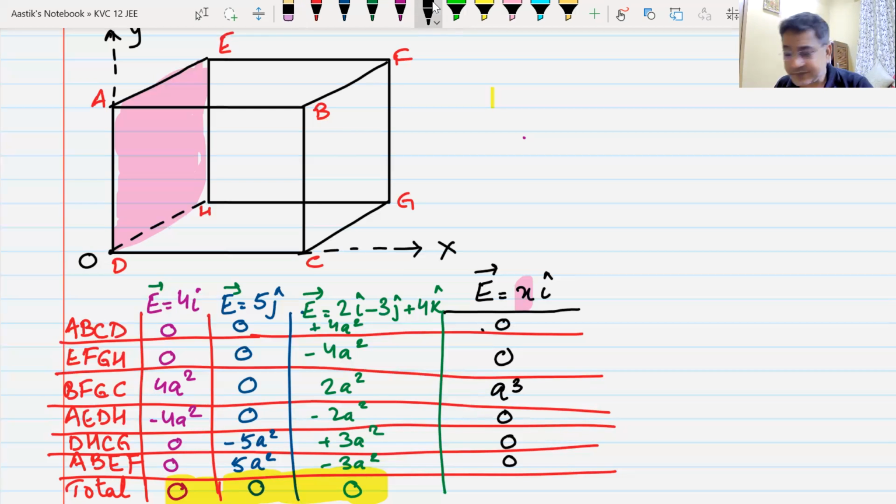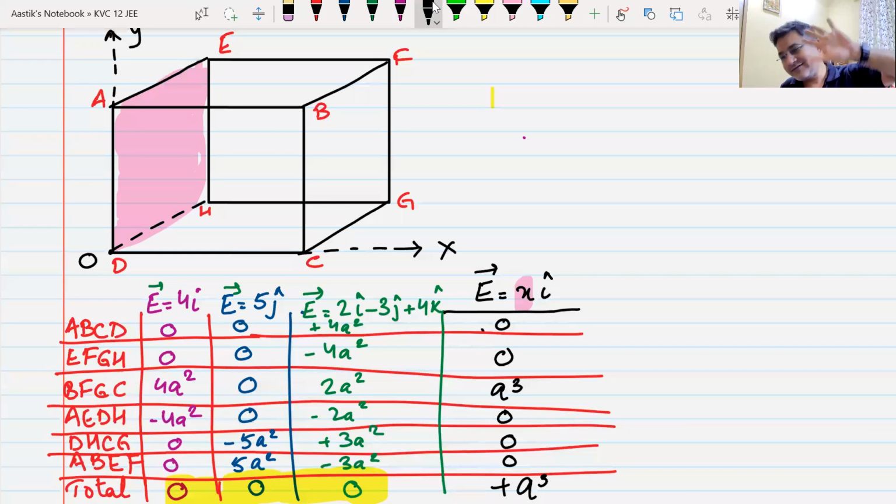Do you understand this? Even though this is a variable electric field, on the two faces that we are concerned with, electric field does not change. And therefore the answer remains a constant electric field. But since the electric field is variable, overall your answer is not 0 now, it is plus A cube.